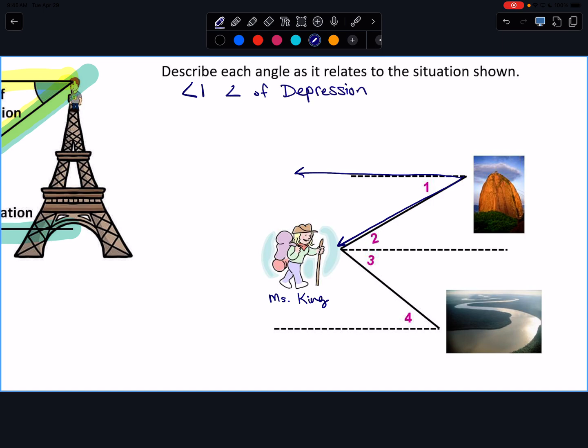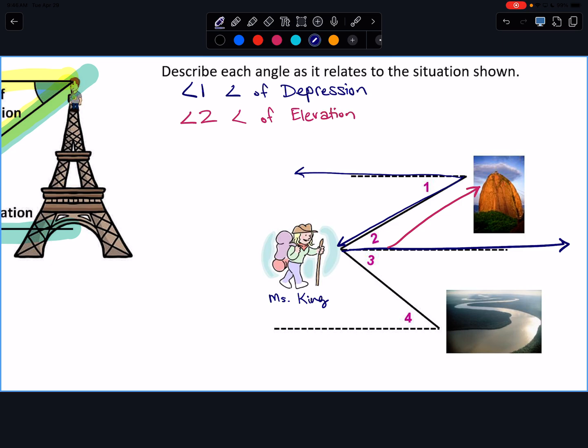So then Miss King's right here hiking. This is her line of sight straight ahead, right? If she wants to look back at you, what do her eyes have to do? They've got to go up. So angle 2 is an angle of elevation. Good.